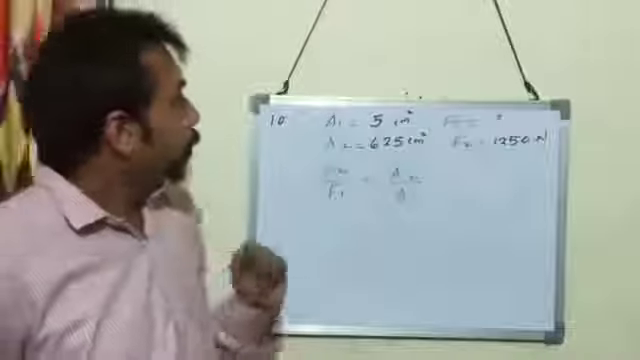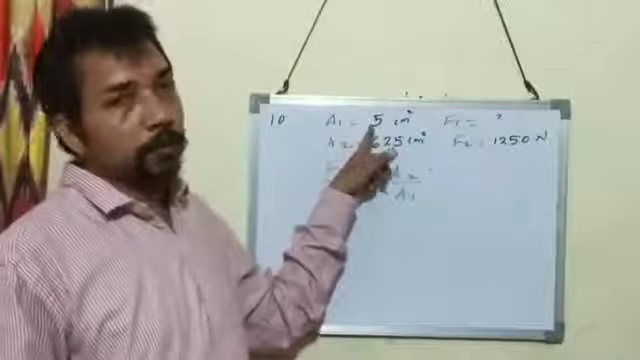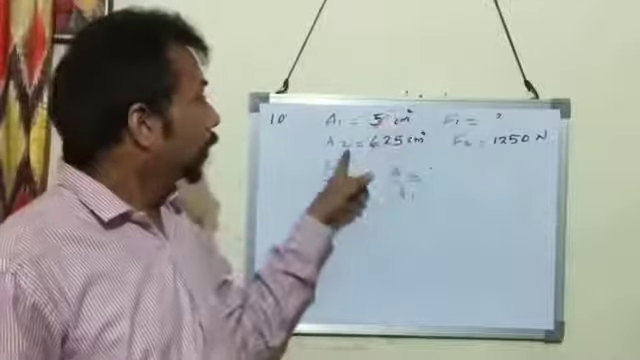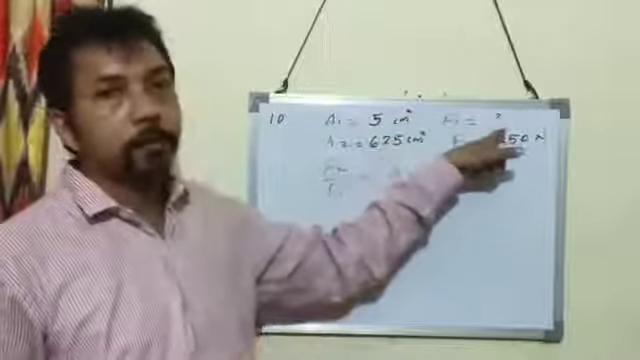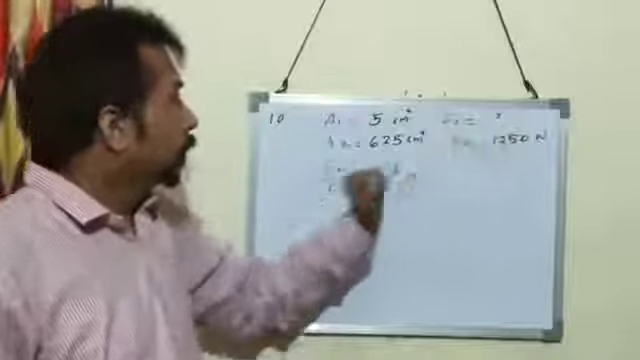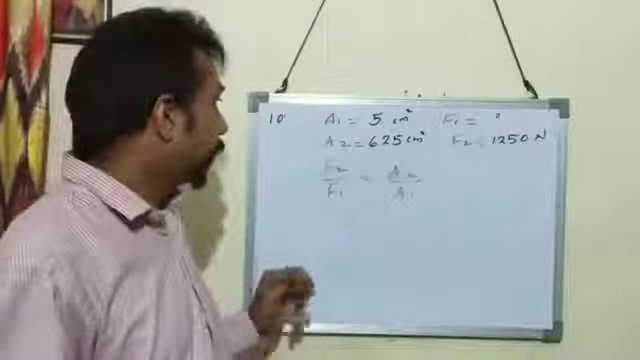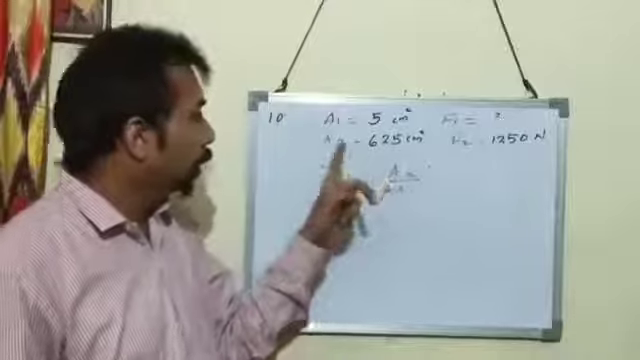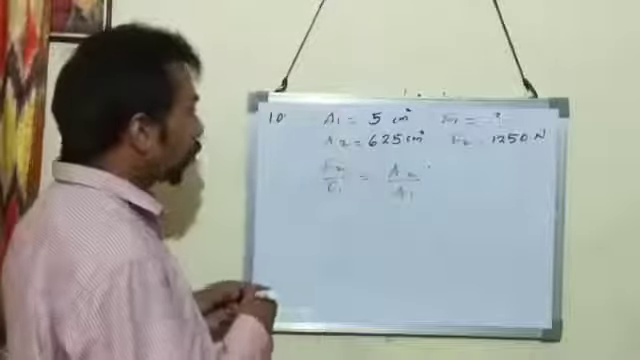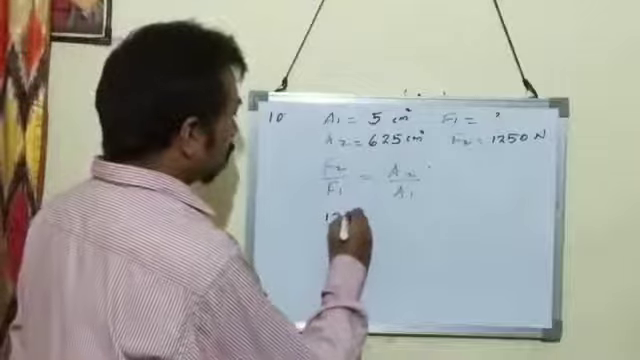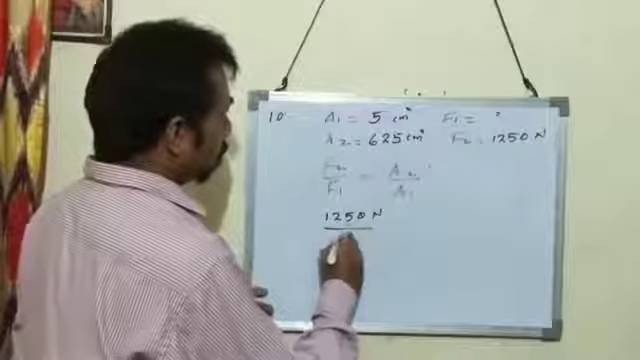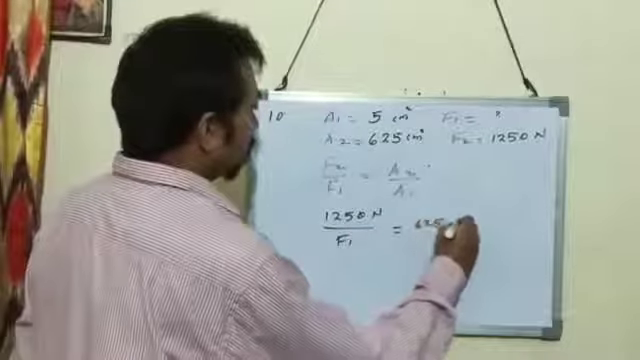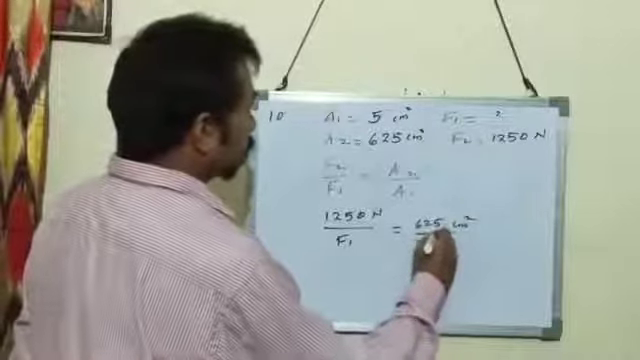So here F1 we have to find out. A1 is the area cross section of the smaller one, F1 is the force on the smaller one. A2 is the area cross section of the larger one, and F2 is the force on the larger one. So here F1 is not given, that we have to find out. So we write the formula of hydraulic machine, that is F2 upon F1 is equal to A2 upon A1, and substituting, F2 is 1250 Newton, F1 we have to find out, A2 is 625 centimeter square, and A1 is 5 centimeter square.